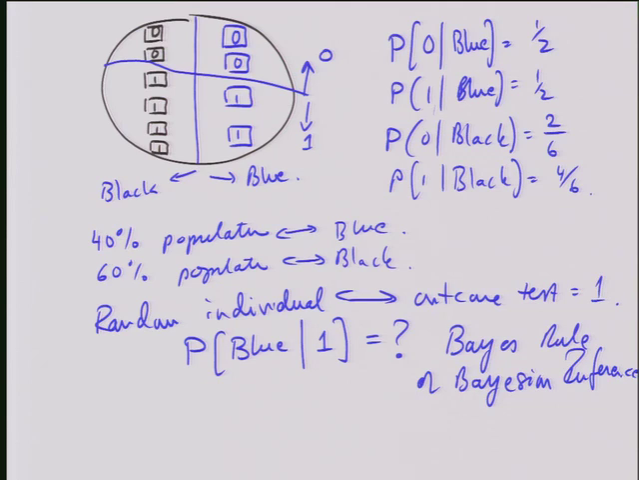And now what you want to figure out is, given that the outcome of the test is 1, what's the chance this individual is blue? Well, you can read it off that picture, right? You can say, well, the number of individuals for whom the test gives 1 is exactly 6. 2 of them turn out to be blue individuals, 4 of them are black, so the probability of blue is exactly 2 over 6. Okay, so the answer is exactly 2 divided by 6.